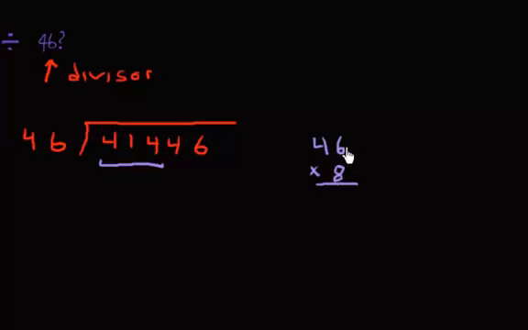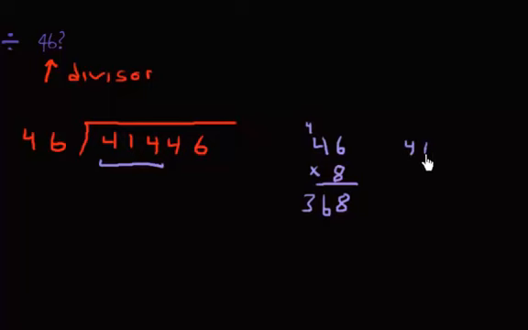All right. So 8 times 6 is 48. So put our 8 down, carry the 4. 8 times 4 is 32. Then plus this 4 gives me 36. So we can see that 46 times 8 is 368, which is less than 414. So I could put an 8 here if I want to. But I'm not done checking.